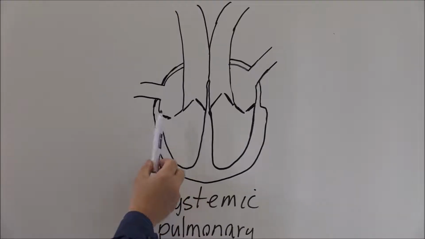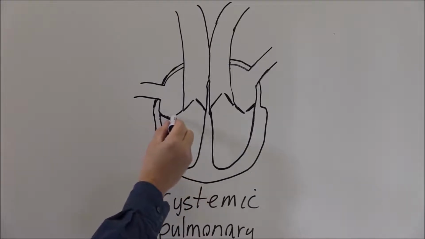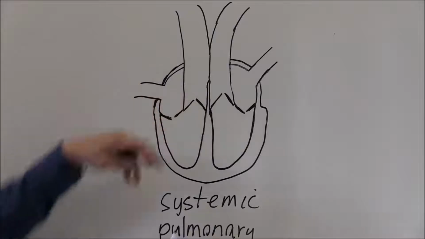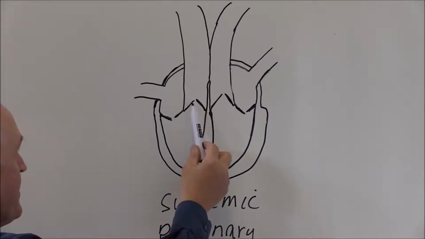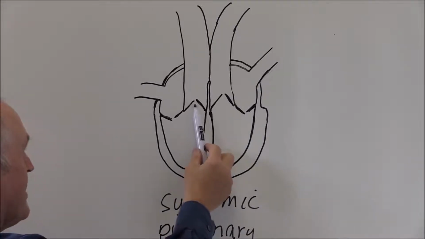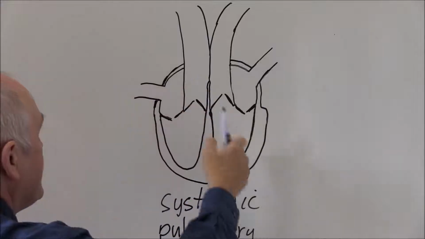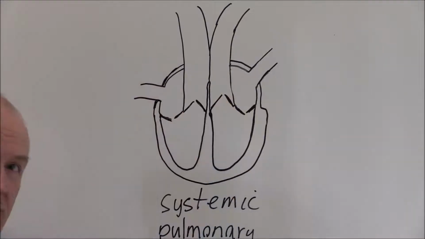That would make this atrioventricular valve here pointing down the way. That would make that the tricuspid valve. This would be the pulmonary arterial semilunar valve pointing up the way into the pulmonary artery.